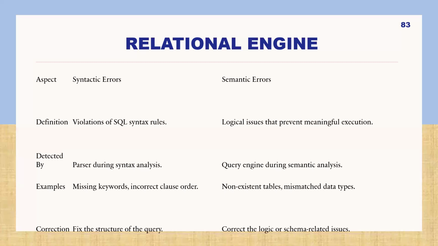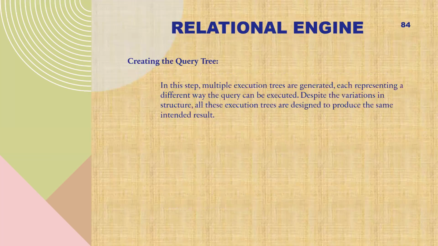This is the difference between syntactic and semantic errors. You can go through this diagram to see what the difference is, but remember the simple things about what semantic and syntactic errors do. After that, the query tree is generated. Multiple execution trees are generated, so the plans represent different ways the query can be executed, but the result will remain the same.